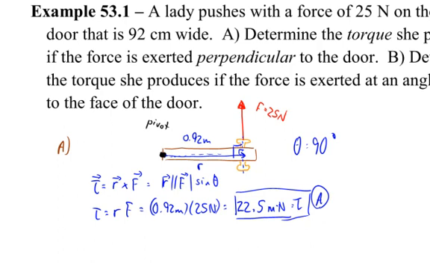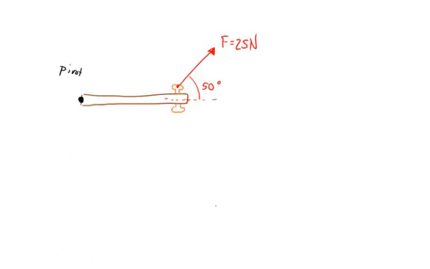Now, let's not push perpendicular to the doorknob. Let's push at an angle of 50 degrees to the face of the door. And it doesn't matter whether the 50 degrees is to the left or to the right. I'm going to draw it one of those ways. So now maybe she's pulling on the doorknob at some angle that's 50 degrees with respect to the face of the door. Well, the moment arm is still going to be here, this 92 centimeters. The angle, though, is 50 degrees. So I'm going to have to work that into my torque equation.